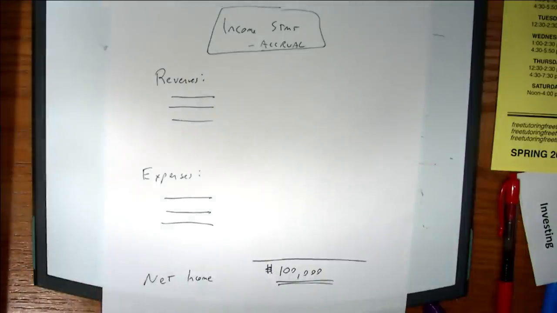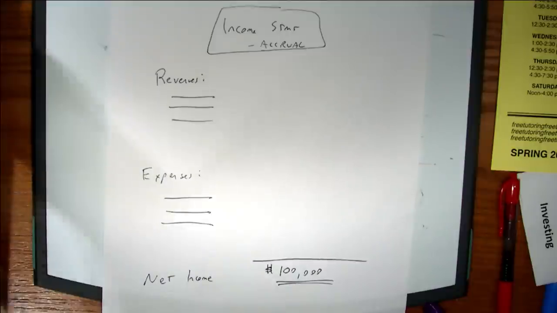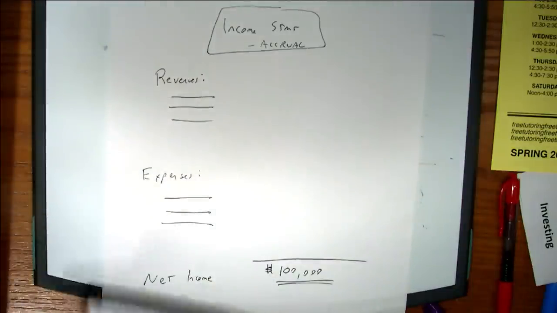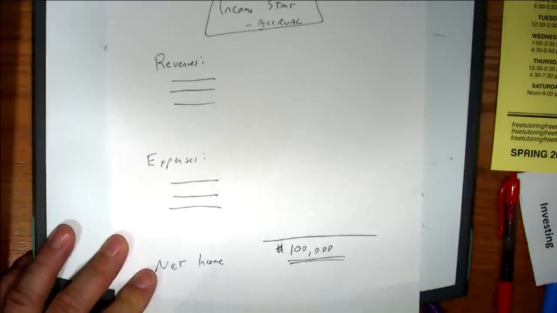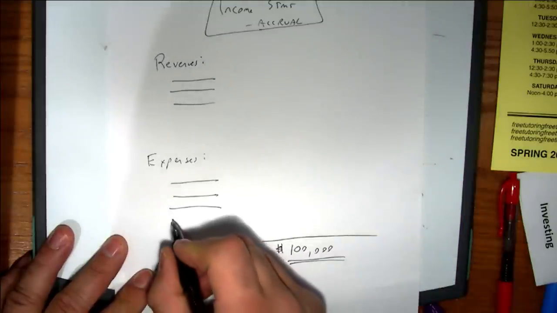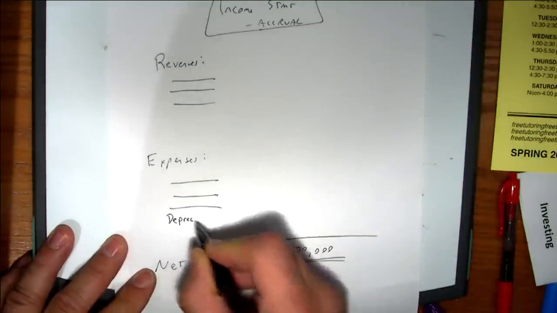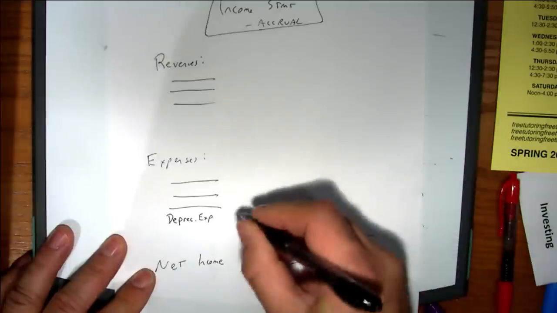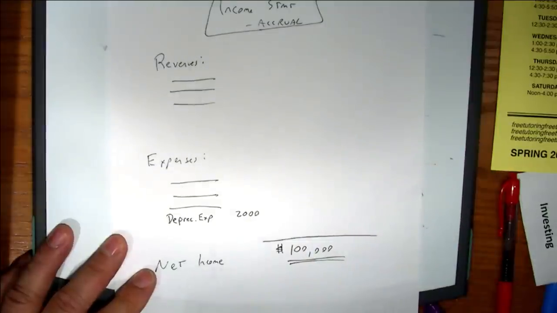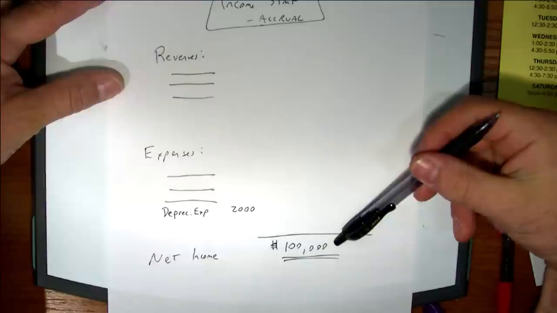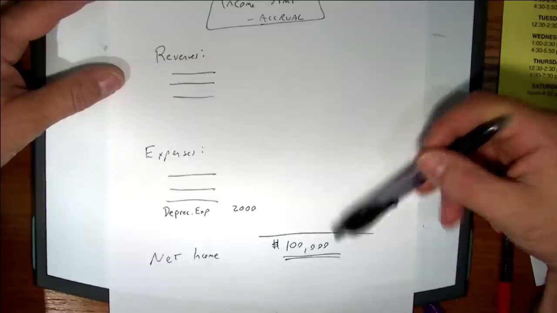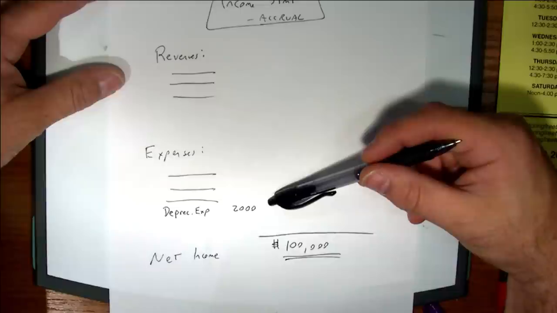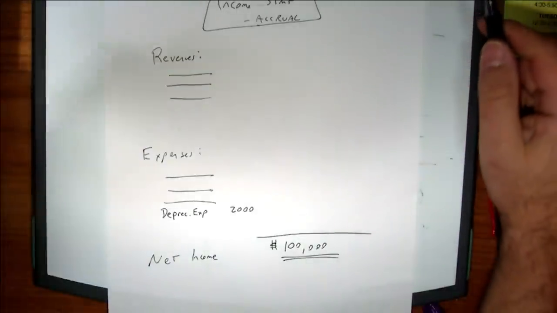Are you with me? Okay. So that net income of $100,000 was arrived at using the accrual method of accounting. Okay. However, there were some expenses perhaps in here that were what we call non-cash expenses. For example, let's say that we had depreciation expense, and let's say that it was $2,000, okay? So I want you to understand, this net income number of $100,000, one of the expenses deducted in arriving at it was this depreciation expense of $2,000. Understand? But I want you to think about that. Come off that for a second.